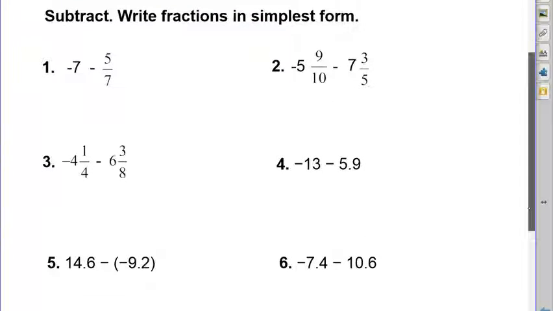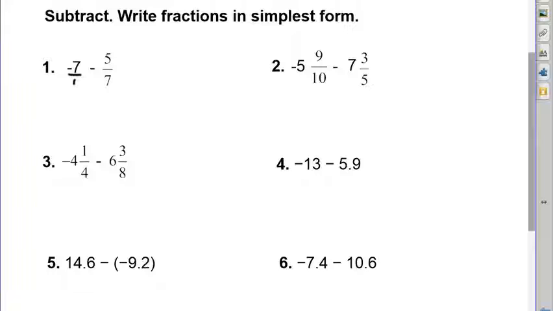In problem number 1, we have negative 7 minus 5/7. In order to subtract fractions, we need to have a common denominator. First, we have a whole number, negative 7. I'm just going to write it as negative 7 over 1 to start that off as a fraction. Now I need to find the least common denominator between 1 and 7. Well, it's going to be 7.